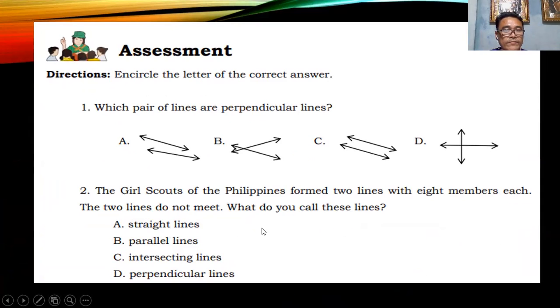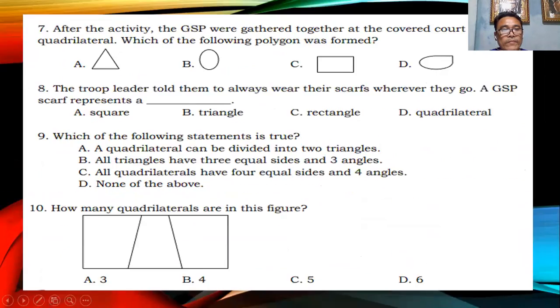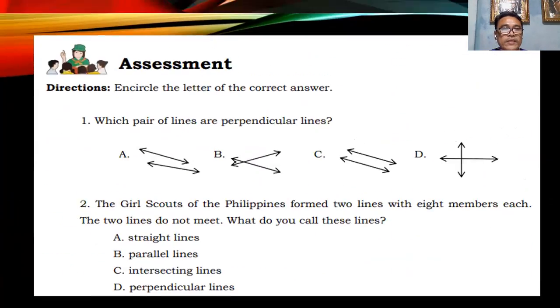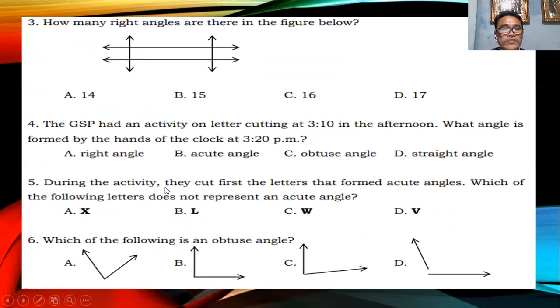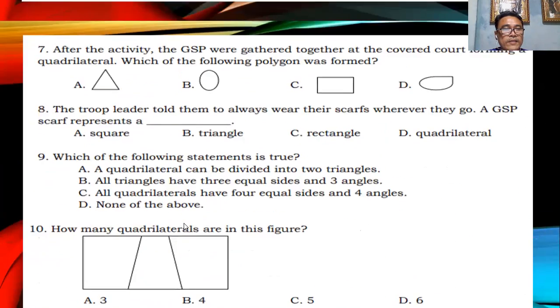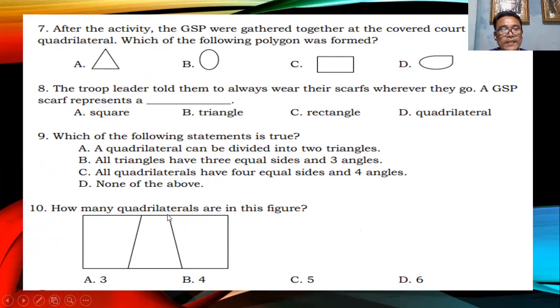Now, answer this assessment. Encircle the letter of the correct answer. So we have 10 items. Encircle the letter of the correct answer. Use your modules. Just encircle the correct answer. Then 7, 8, and 9.